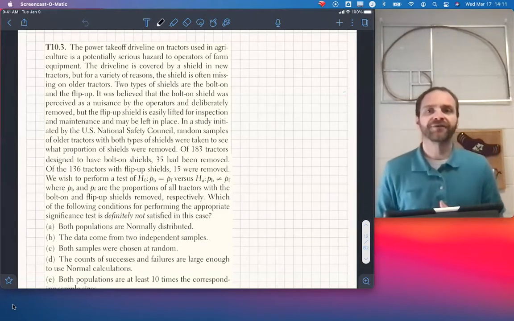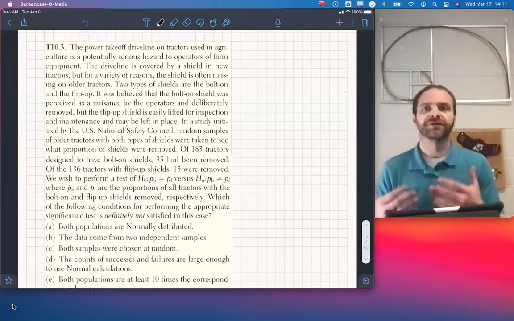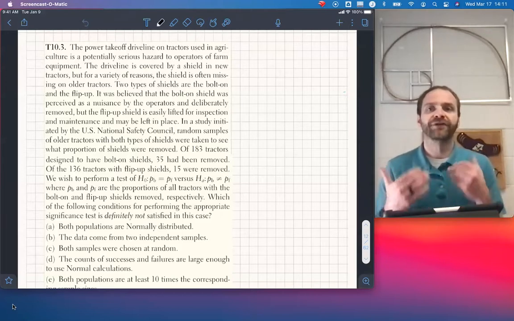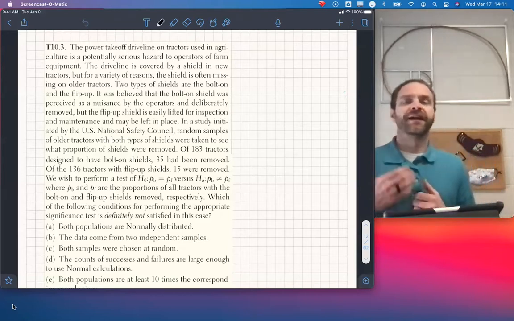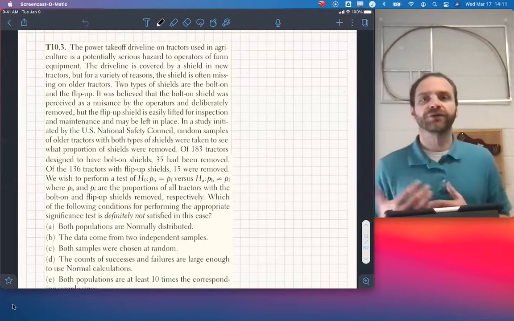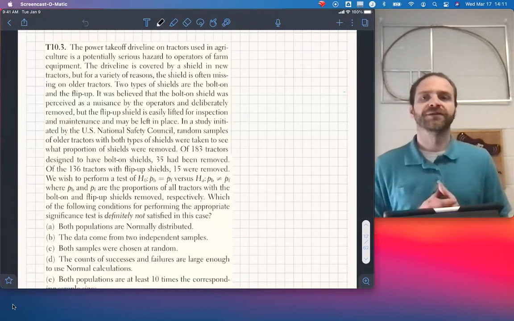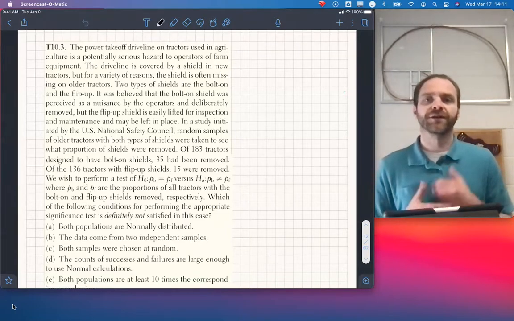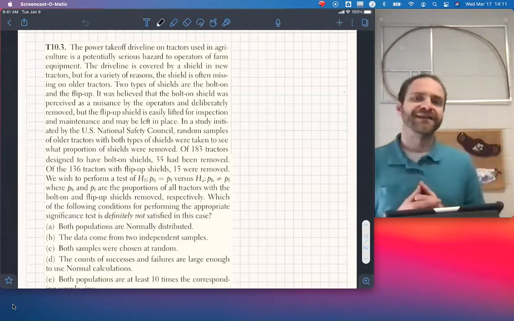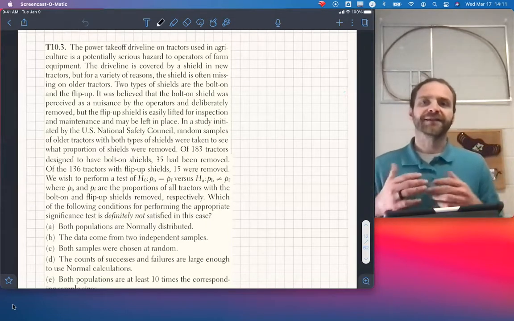So the power takeoff driveline on tractors used in agricultural equipment is potentially a serious hazard to the operators. The driveline is covered by a shield in new tractors, but for a variety of reasons, that shield is often missing in the older tractors. There are 2 types of shields: bolt-on and flip-up. It was believed that the bolt-on shield was perceived as a nuisance by the operators, and it was deliberately removed. How dare them? But the flip-up shield is easily lifted for inspection and maintenance and may be left in place.